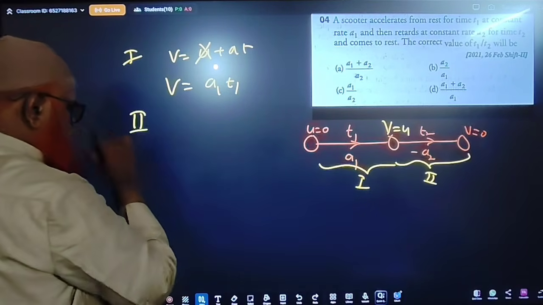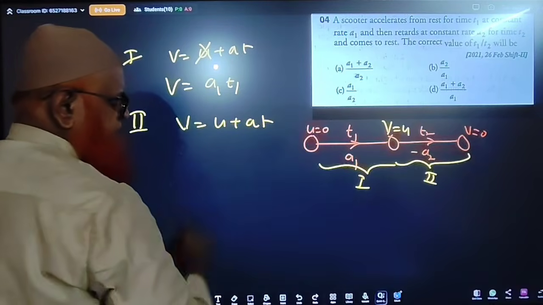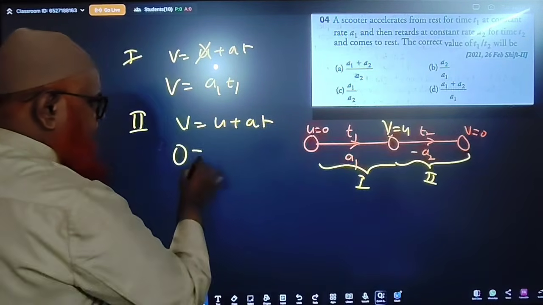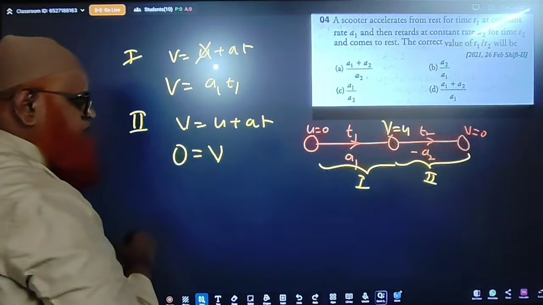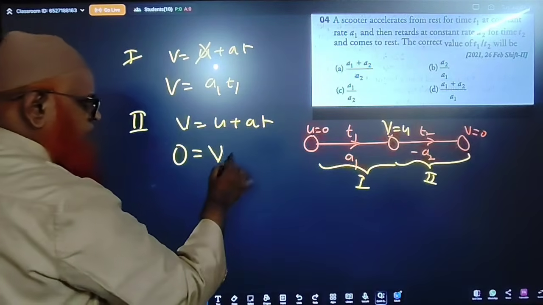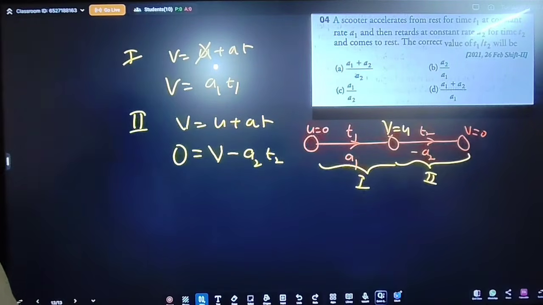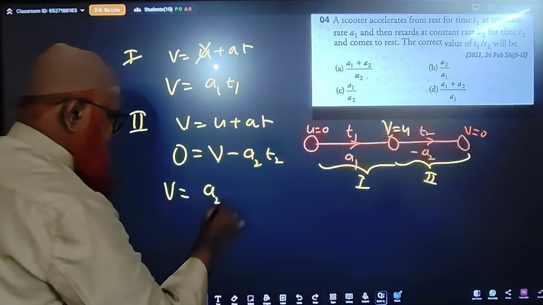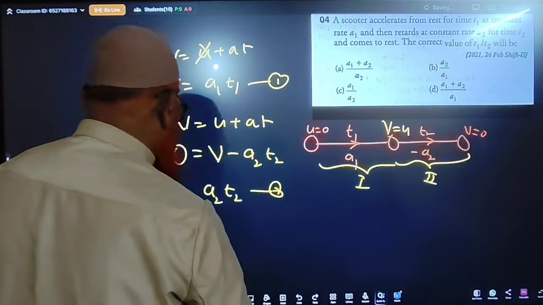In the second case, same formula. v is equal to u plus at. In this second case, the final velocity is going to be 0, and the initial velocity is going to be the final velocity of the first case. That means u is going to become v, and the final velocity is going to become 0. And this is a2 into t2. Therefore, v in the second case is a2 t2. This is equation number 1, and this is equation number 2.